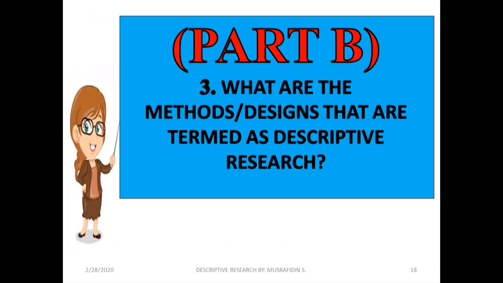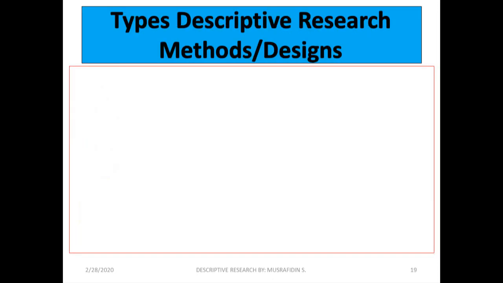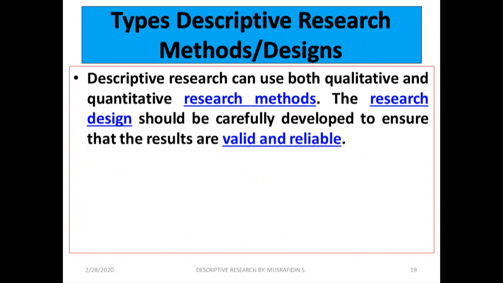Now we continue to part B. What are the methods or designs that are termed as descriptive research? This topic helps you if, for example, you are confused by some terms relating to descriptive research. Descriptive research can use both qualitative and quantitative research methods. Once again, descriptive research can be in the form of qualitative or quantitative research methods. The research design should be carefully developed to ensure that the results are valid and reliable.